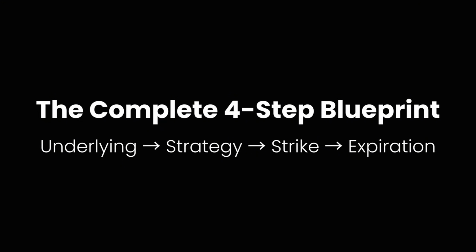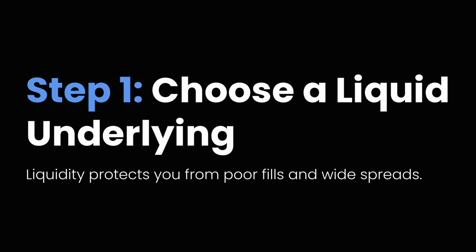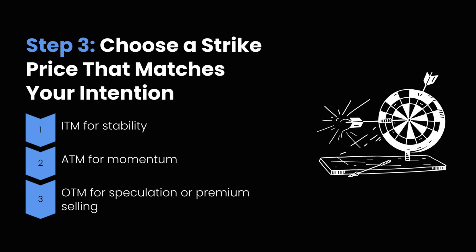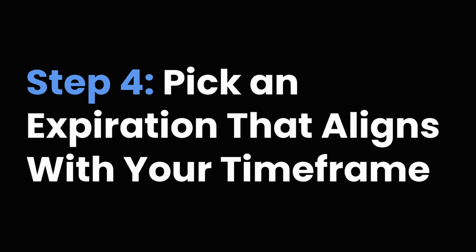To build a consistent, structured options trade, follow these 4 steps. Choose a liquid underlying stock. Liquidity protects you from poor fills and wide spreads. Use IV and HV to select your strategy. IV high, sell premium. IV low, buy premium. Choose a strike price that matches your intention. ITM for stability. ATM for momentum. OTM for speculation or premium selling. Pick an expiration that aligns with your time frame. More time equals more safety, but also more cost.